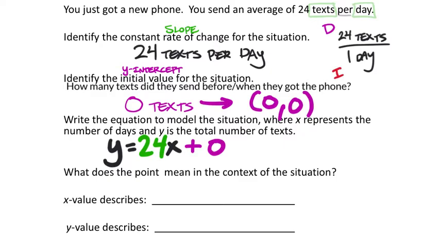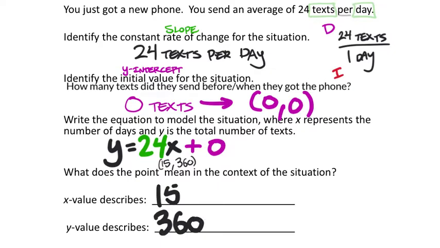Now, what does the point mean in the context of the situation? Let's make up our own here because they didn't give us one. So I'm just going to make one up on this. Let's say what does the point 15, 360 mean on this one, okay? So I'm just making that up as we go, but on this one, the x value, we know it's 15, and the y value is 360. We just need labels for these, right?